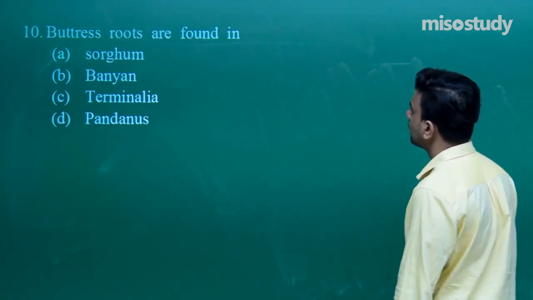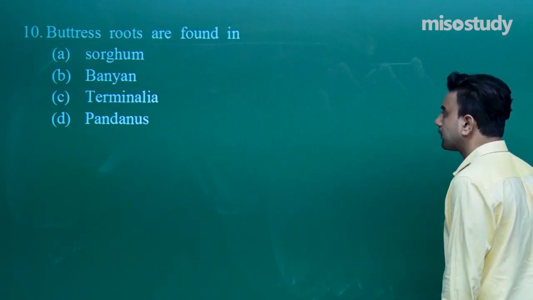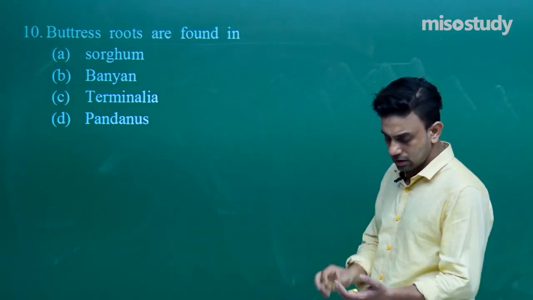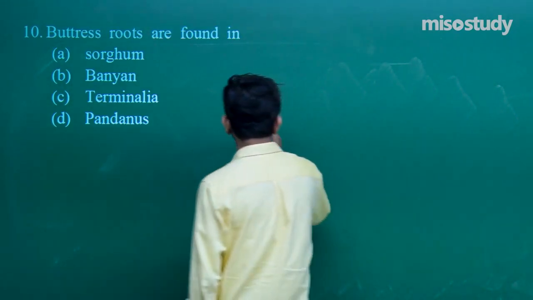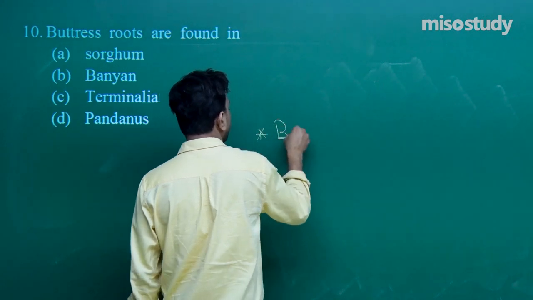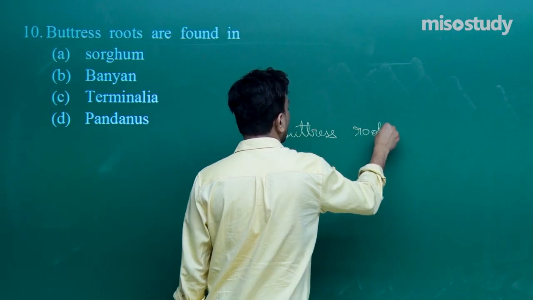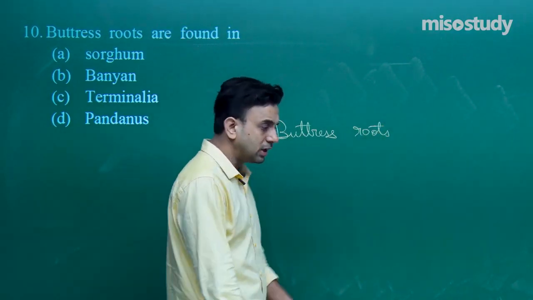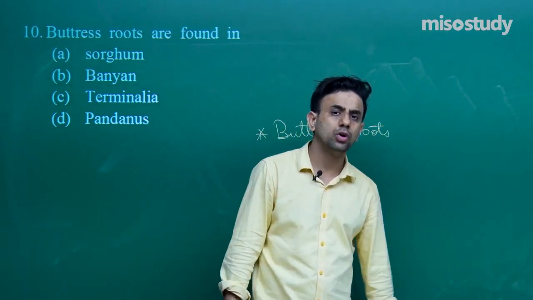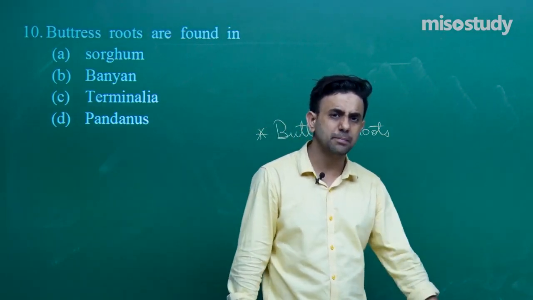Next, buttress roots are found in, right. Now, what are these buttress roots? Buttress roots are found at the ground level. These are the lateral roots which come out from the main stem.